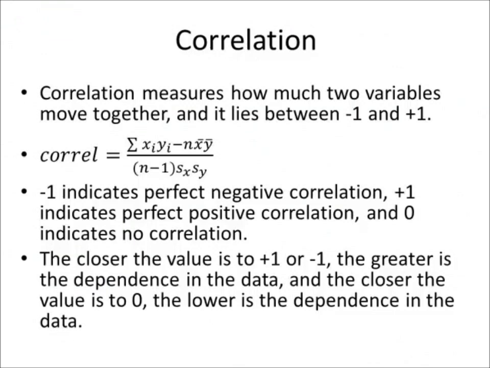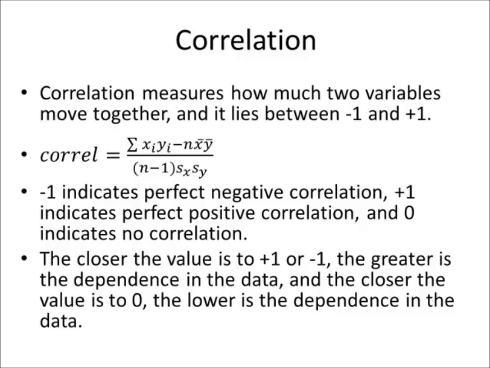Correlation. Correlation measures how much 2 variables move together. It's a number that lies between -1 and +1. So in the case of the standard deviation, what we saw was how much the variable was moving itself. Now we want to look at how much the variables move together. So I will just briefly go through this formula with you. You do not need to know it. It's calculated on Excel for you, just like the standard deviation.